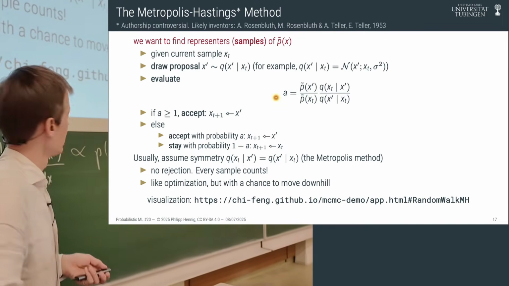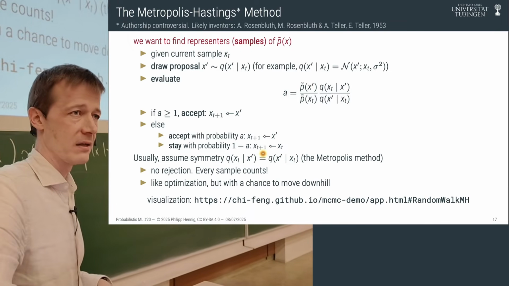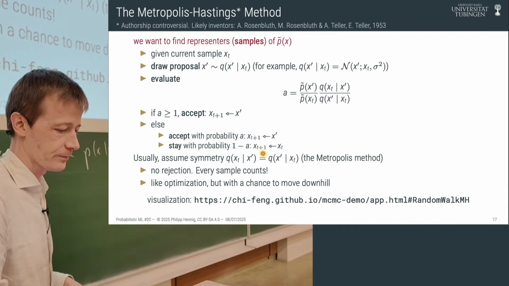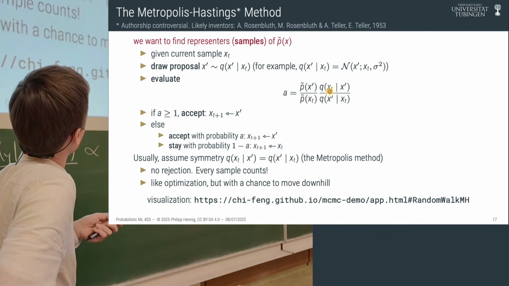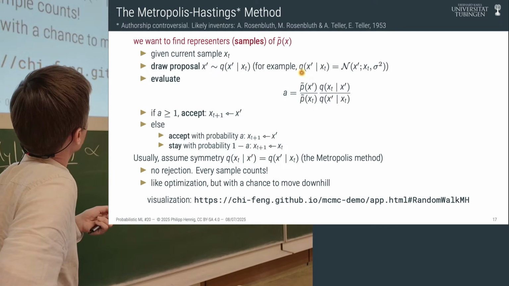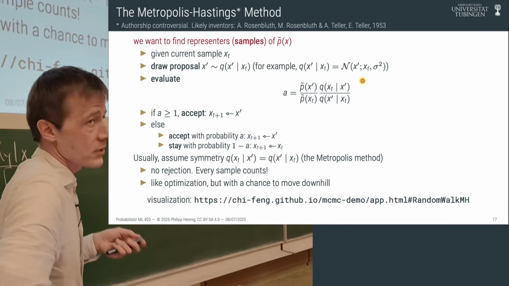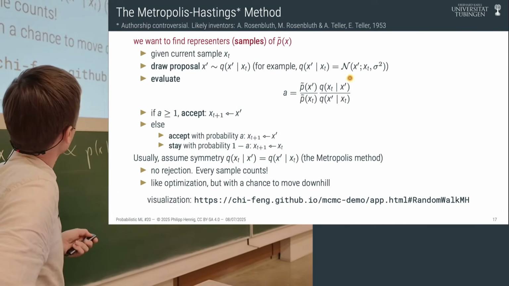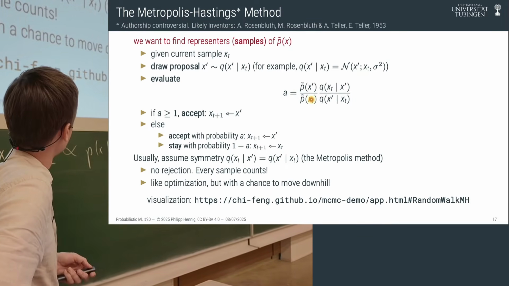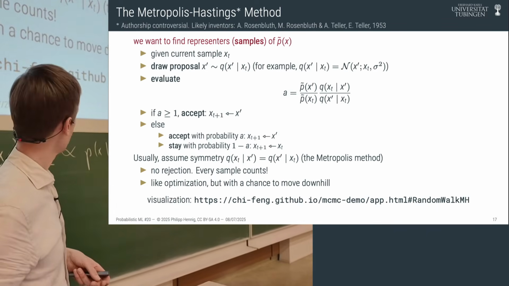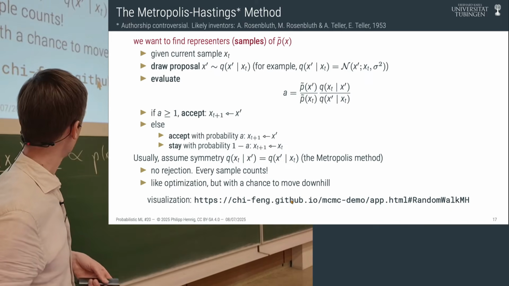And if we don't accept, then we add the current point again to our list of samples. We don't throw it away. We memorize it in our Markov chain. Now there's one typical simplification: if you choose your proposal distribution such that it's symmetric, so that an exchange between xt and x prime does not change anything, that's the case for Gaussians because they're symmetric around the mean, then you can cancel out these two parts and you just stay with the ratio that we've seen before. There's a really nice visualization of this by a guy called Qifeng Li, and I've been using his visualization for I don't know how many years.